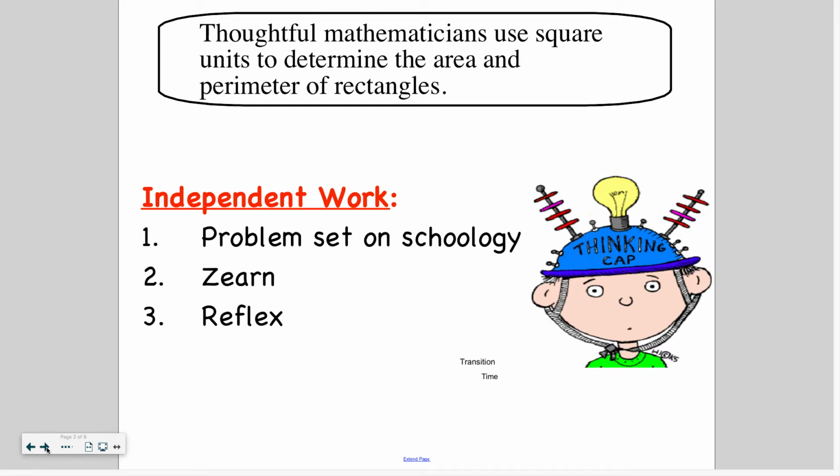So we're starting Module 4 today. And in this module, we're going to be learning how to connect multiplication and division and all the things we learned about multiplication and division to something called area and perimeter. So let's get started with our learning intention. Thoughtful mathematicians use square units to determine the area and perimeter of rectangles.